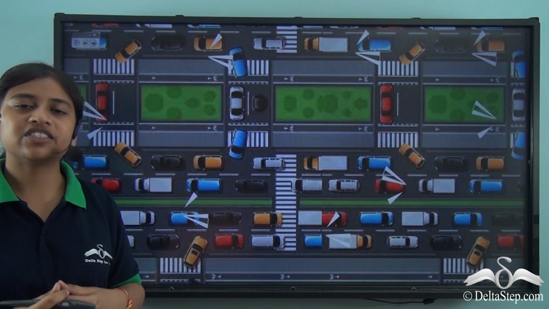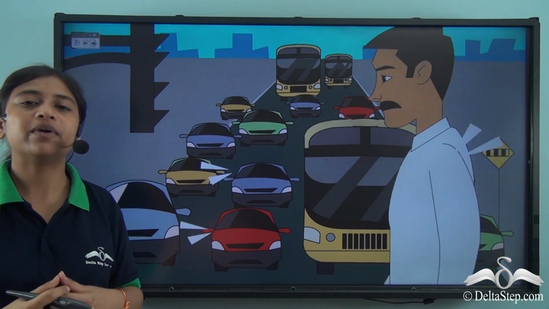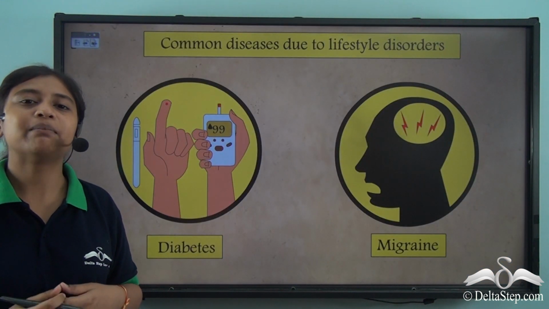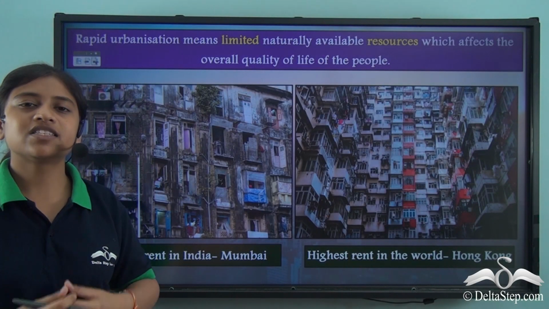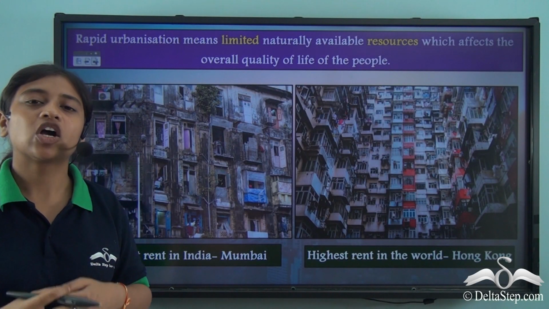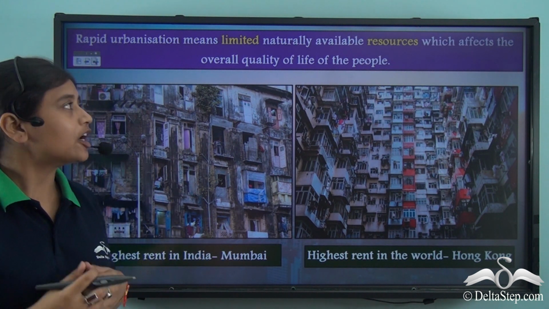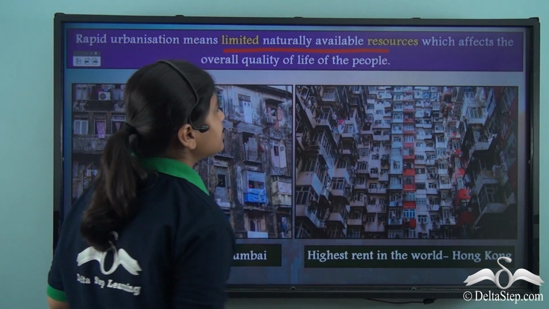Just like traffic congestion, there are various lifestyle disorders that we see in urban areas, and that can lead to common diseases like diabetes and migraine. Besides such stressful symptoms and common diseases like diabetes and migraine, rapid urbanization also limits naturally available resources.